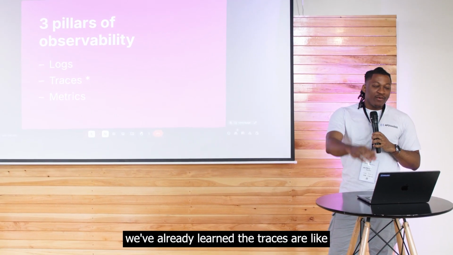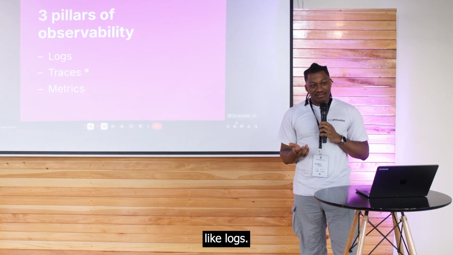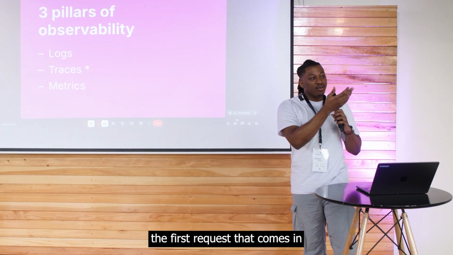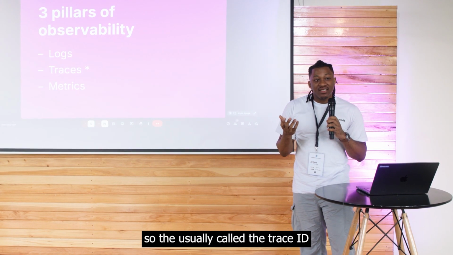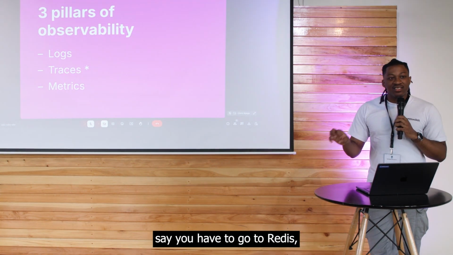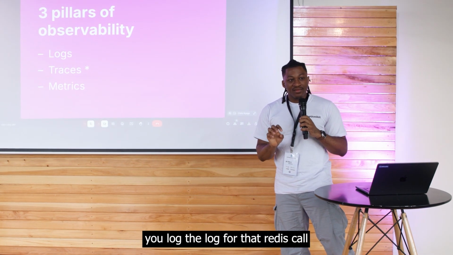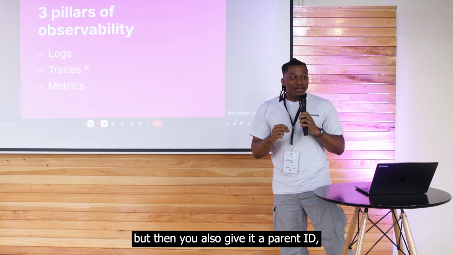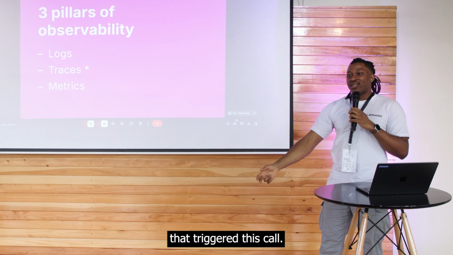We've already learned that traces are like logs. The main difference is that they have a timestamp. The first request that comes in has an ID, usually called the trace ID or the first span ID. Then for every action that happens, say you have to hit Redis, you create a log for that Redis call and give it an ID again. That operation gets a span ID. But you also give it a parent ID, which is the initial request that triggered the Redis call.